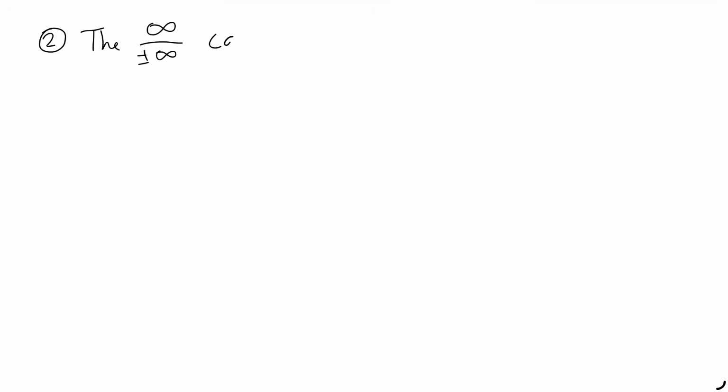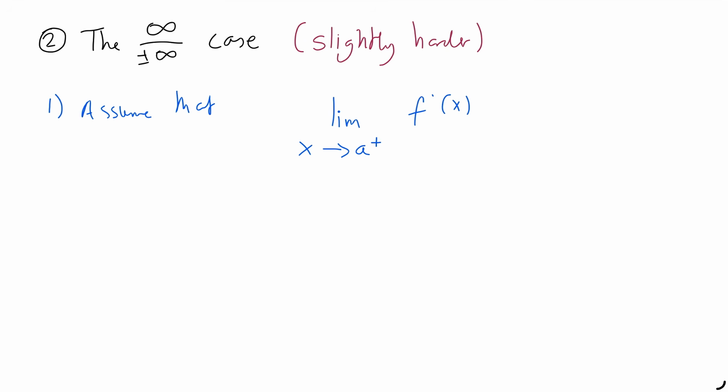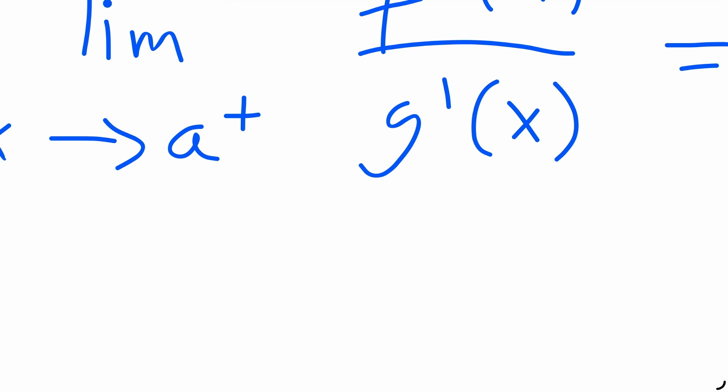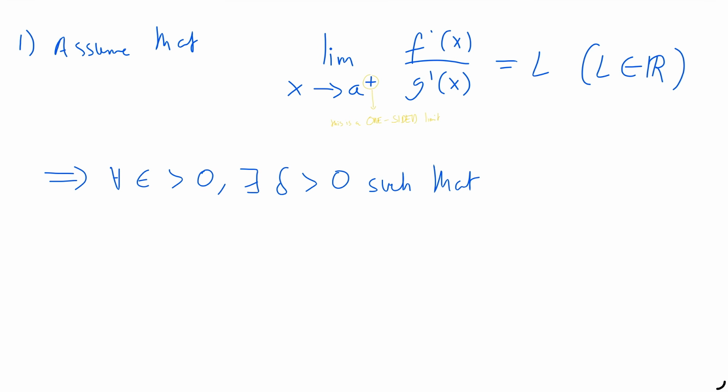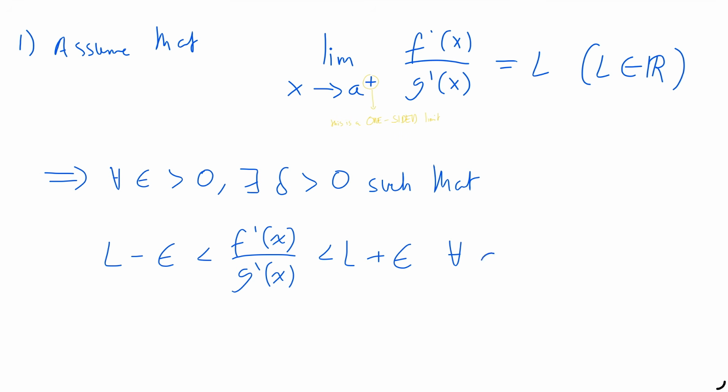Alright, and now for the case where f of x and g of x are going to be plus or minus infinity. We start this one by assuming that the limit as x approaches a from the right of f prime of x over g prime of x is equal to some value L. And you may notice that plus sign there showing us that we're taking a one-sided limit. I'm pretty sure the reasoning is identical for the other side. And we then use the epsilon delta definition of a limit, which you may or may not be familiar with, to say that for all epsilon greater than 0, there exists some delta greater than 0, such that L minus epsilon is less than f prime of x over g prime of x, which is less than L plus epsilon, for all x between a and a plus delta.